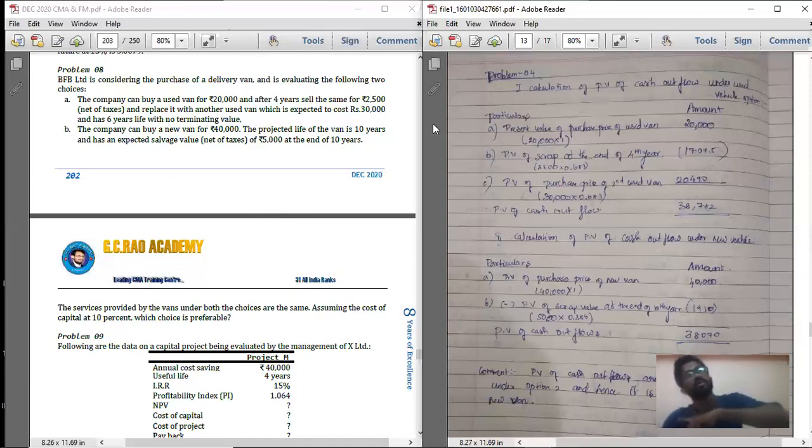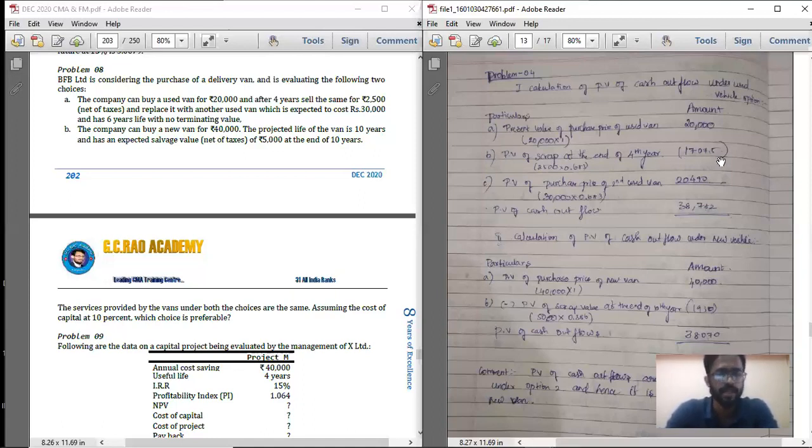The value of 2,500 at the end of the 4th year is 2,500, but what is its value today? You calculate it by multiplying with the present value factor at 10% for 4 years, which is 0.683. So within bracket 2,500 into 0.683. In the amount column record within bracket 1,707.5.